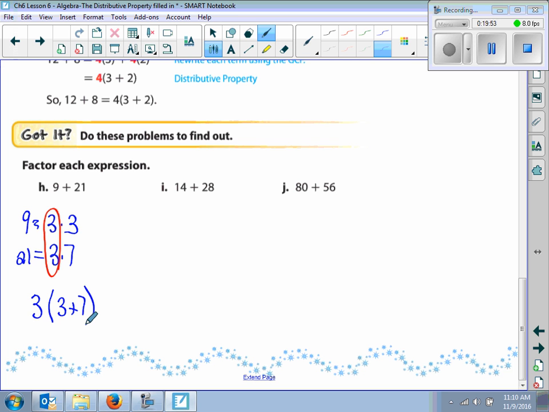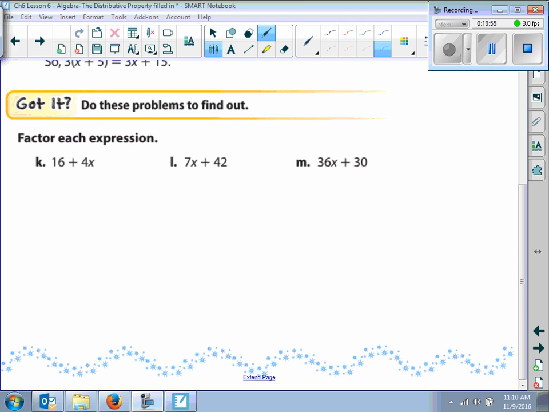Now, we can do the factoring also with variables. So here we have 16 plus 4x. For 16, when we break that into the factors, that's going to be 2 times 2 times 2 times 2. Does everybody see that? 4 times 4 is 16, right? For 4x, we're going to break that down to 2 times 2 times x. Is everybody with me?